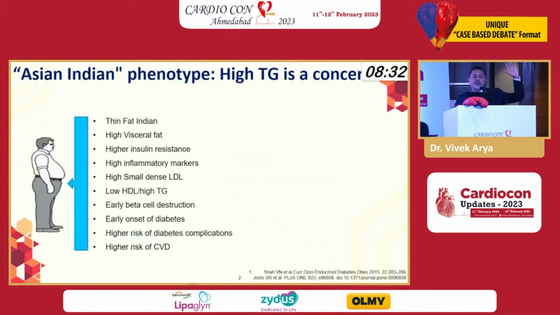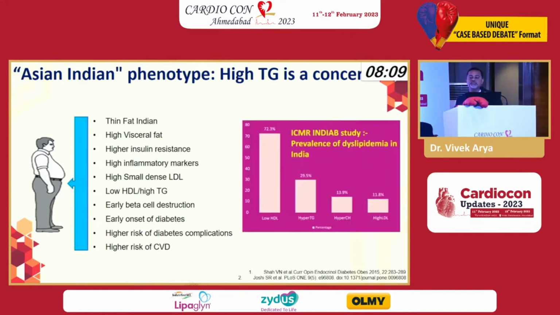This is a kind of Asian phenotype. Typically what you find is a thin fat Indian: high visceral fat, higher insulin resistance, high inflammatory markers, high small dense LDL, early beta cell destruction, early onset of diabetes, higher risk of diabetic complications, high risk of CVD. So basically we have to understand that this is what we are dealing with.